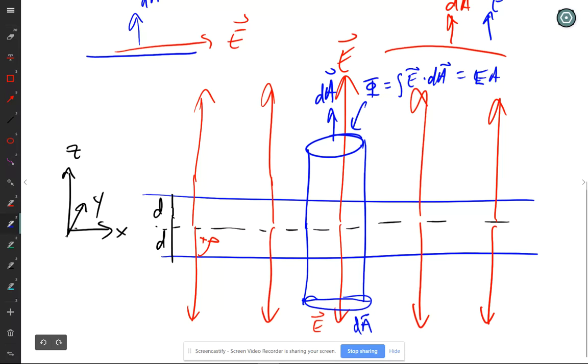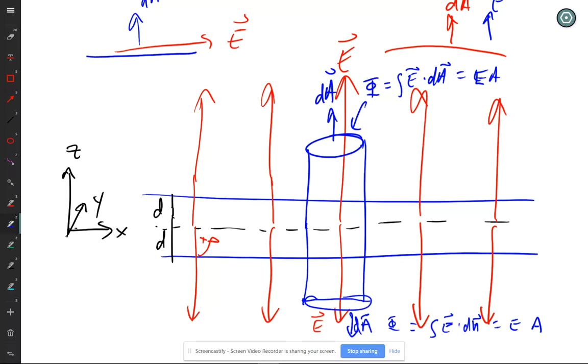So dA and electric field are parallel to each other. Since the electric field and dA are parallel to each other, I didn't draw an arrow for dA. Then the flux on this surface is exactly the same as on the top surface.